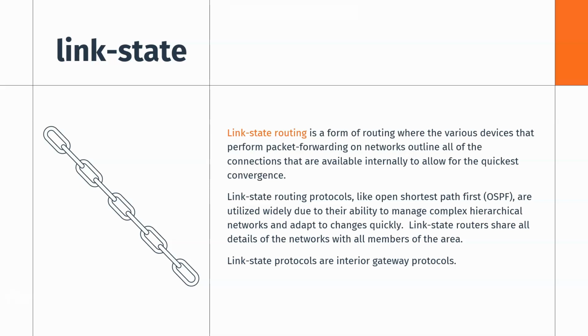Link state here is a form of routing where the various devices that perform packet forwarding outline all of the connections that are available internally to allow the quickest convergence. What does that mean? We'll talk more about that tomorrow with OSPF, because OSPF is the link state protocol that we use. What it does is define the link, and the link's the interface.